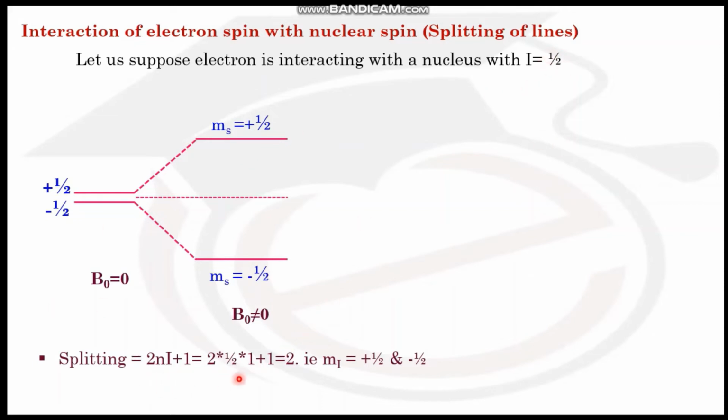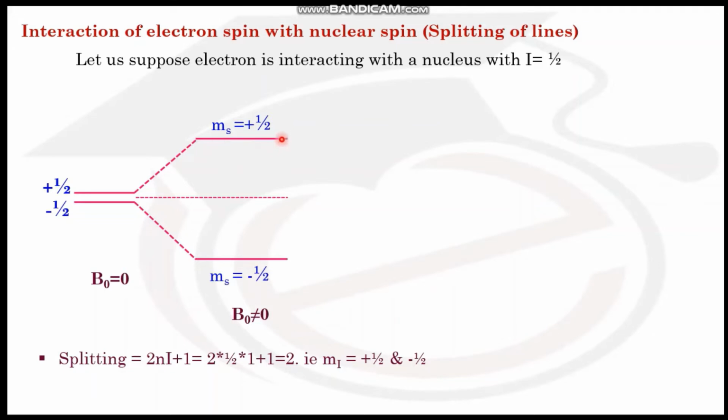Here we are considering I value as 1 by 2, and only one nucleus is there. So 2 into 1 by 2 into 1, plus 1, that is 2. So we have mI value plus or minus 1 by 2, right? I think this much okay. Now we have to consider the splitting.